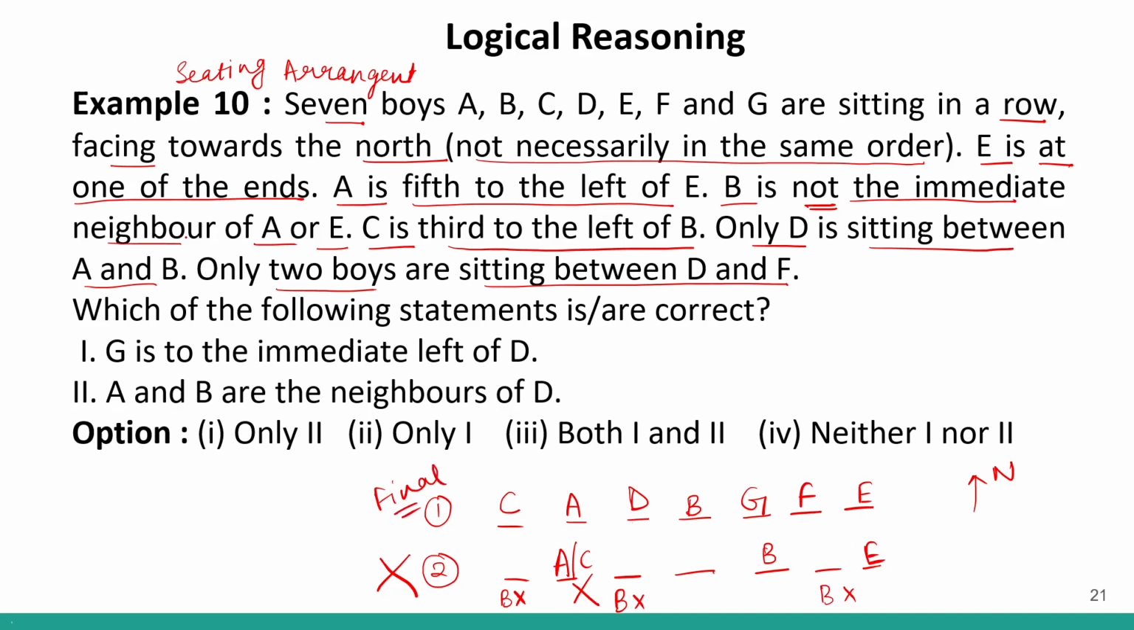Correct? Now, which of the following statements is or are correct? G is to the immediate left of D. So if D is over here and G is over here, is he to the immediate left? No. This is incorrect. A and B are the neighbors of D. So D is over here. A and B are definitely D's neighbors. So this is correct. So which of the following statement is correct? Only 2 is correct, which is given in option number 1. So option number 1 will be your correct answer. Clear? So this is how you solve questions on seating arrangement.